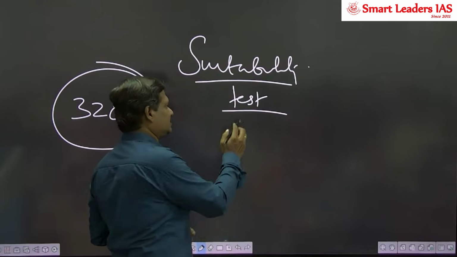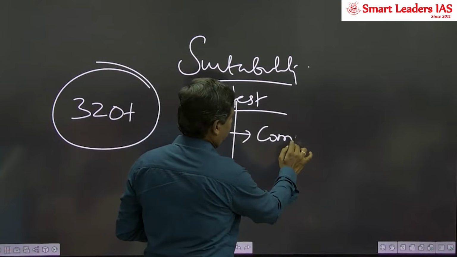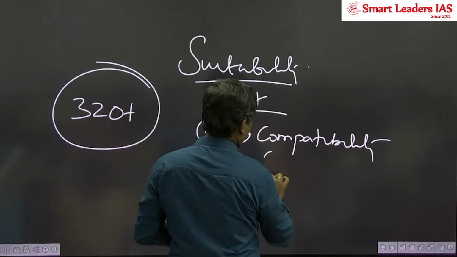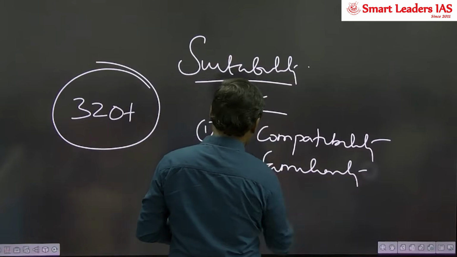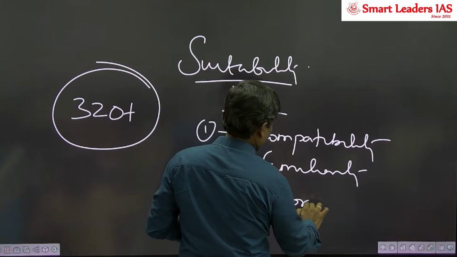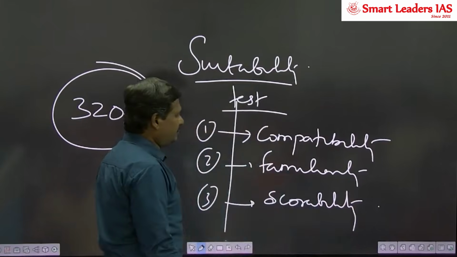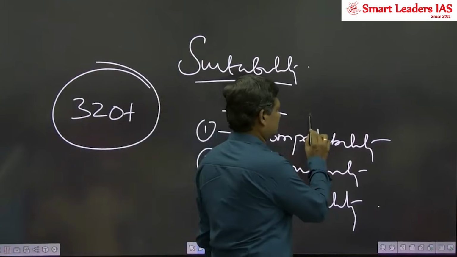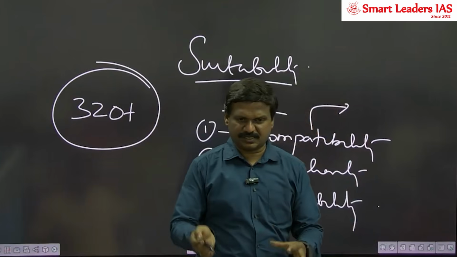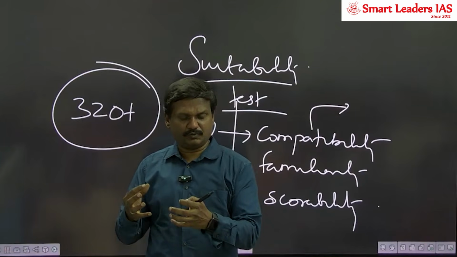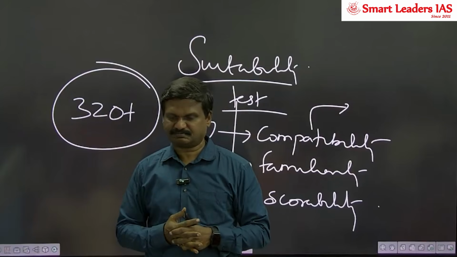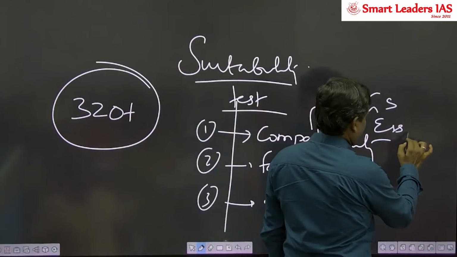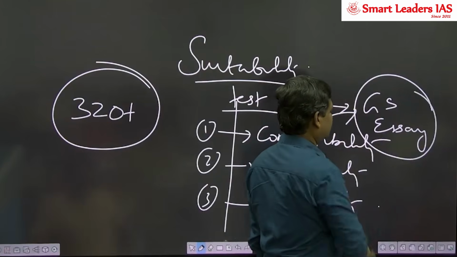So when you select an optional, you should take into account compatibility, familiarity, and scoreability. Compatibility, familiarity, scoreability, these 3 things you should keep in mind when you select an optional. Compatibility is not about what I study in sociology, I write in sociology, but how can I use my sociology in GS and essay. So GS, essay, so much sociology can be used.